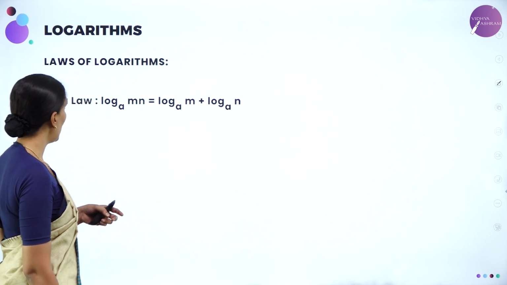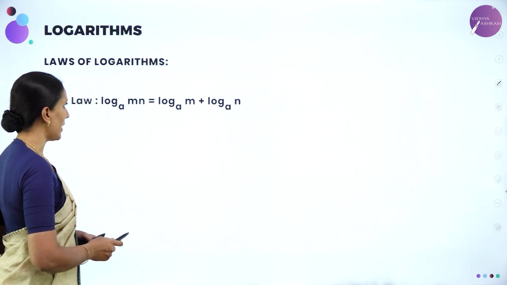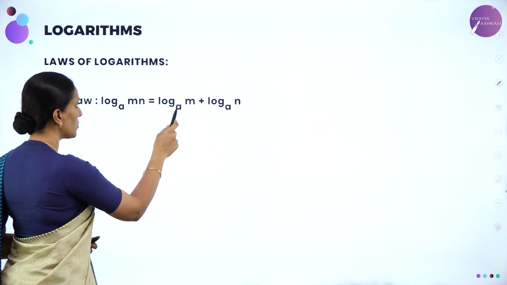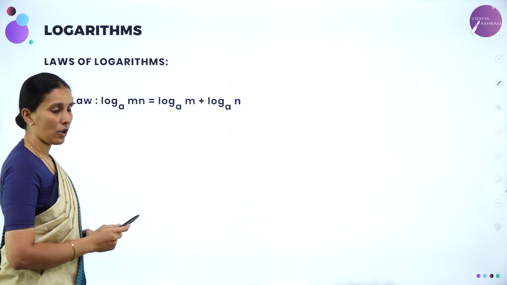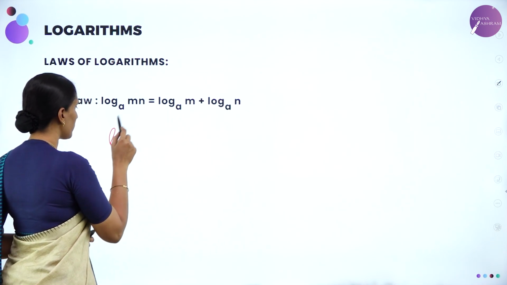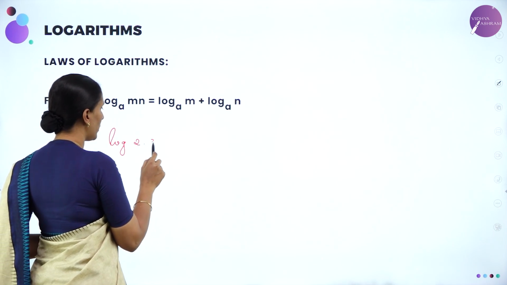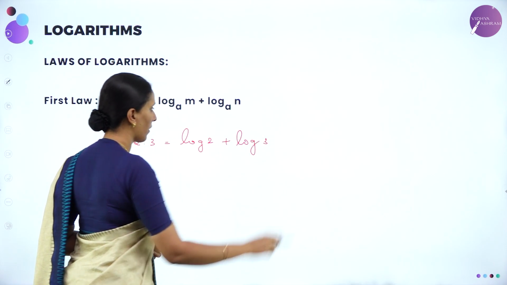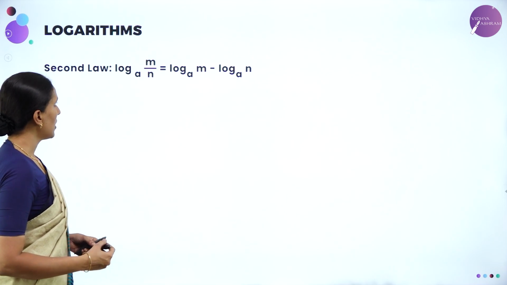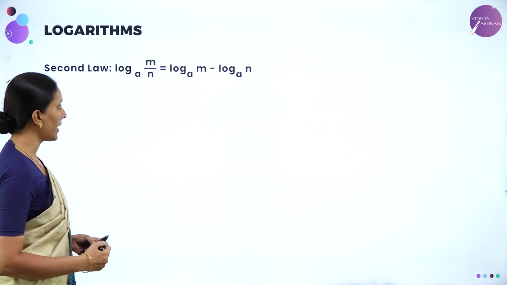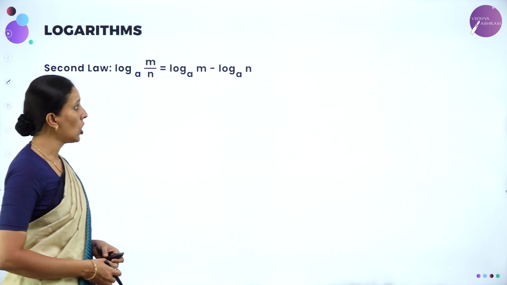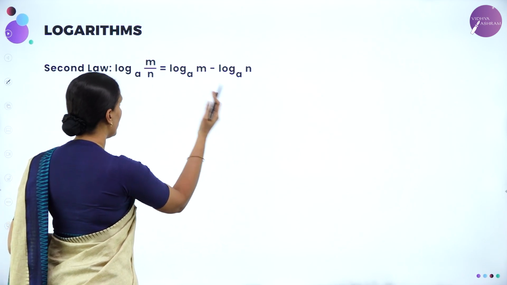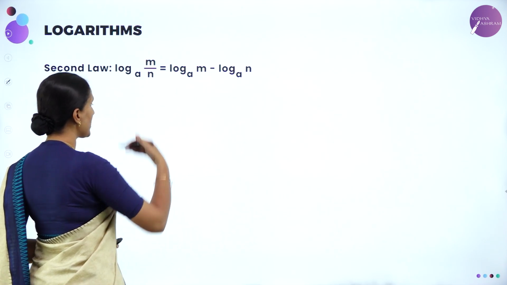Now let's see the laws of logarithm. The very first law says log of mn to base a can be written as log m to base a plus log n to base a. For example, if we write log of 2 into 3, then this can be written in the form of log 2 plus log 3. Next, the second law says log m by n to base a can be written as log m to base a minus log n to base a. We need to learn this property from either side. So we can convert left hand side to the right hand side and vice versa here.